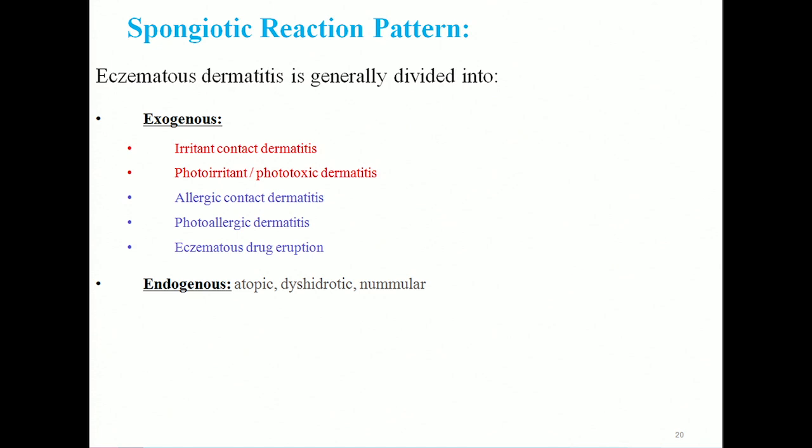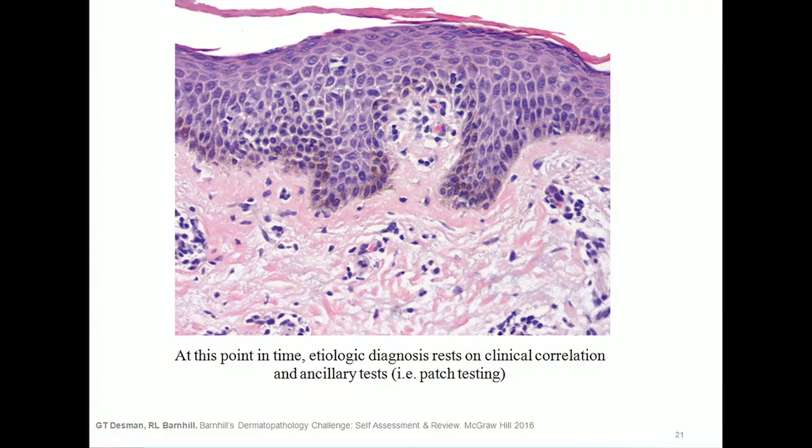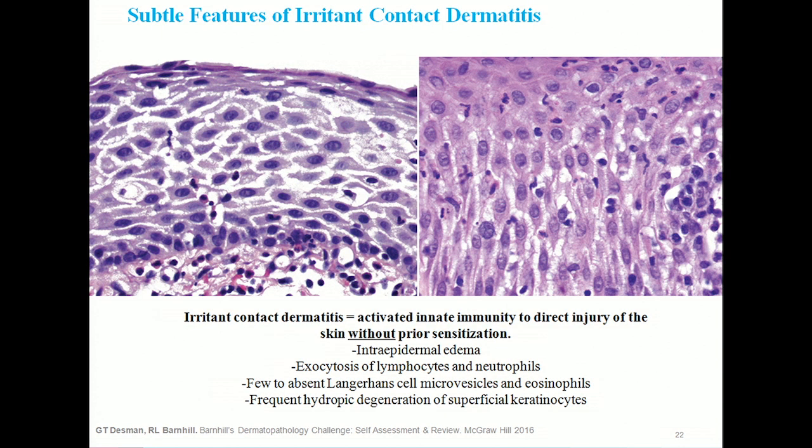Spongiosis. So spongiotic dermatitis is typically divided into exogenous and endogenous types. And Dr. Gutman discussed the endogenous types very well. In terms of exogenous types, it's typically divided into either irritant or allergic-based etiologies. And if you just give me this biopsy here with no clinical information whatsoever, I really can't tell you why this patient has spongiotic dermatitis. No etiology can be determined, unless there's correlation with the clinical findings as well as possibly ancillary tests such as patch testing. But there are some subtle features with irritant contact dermatitis.